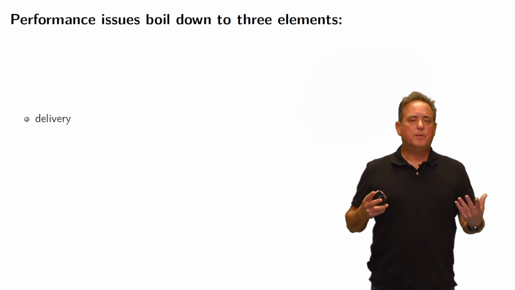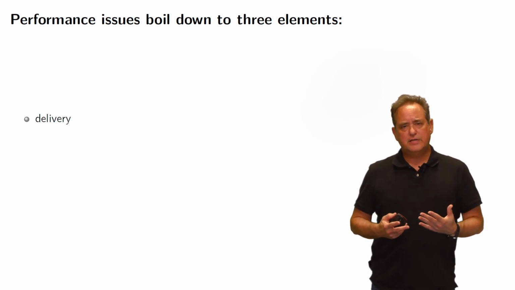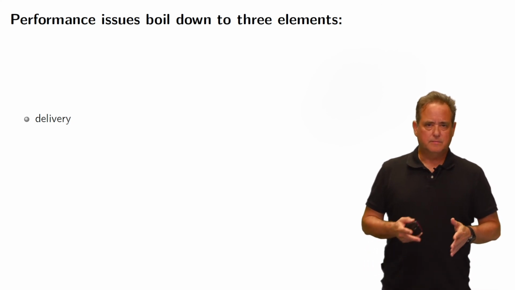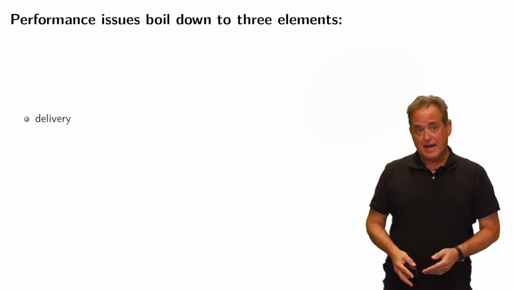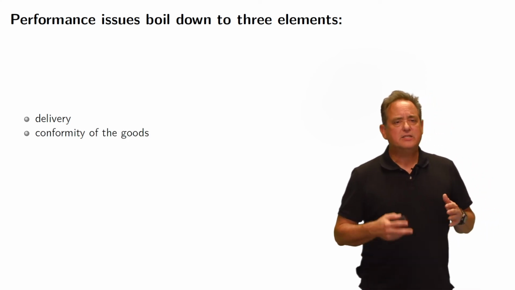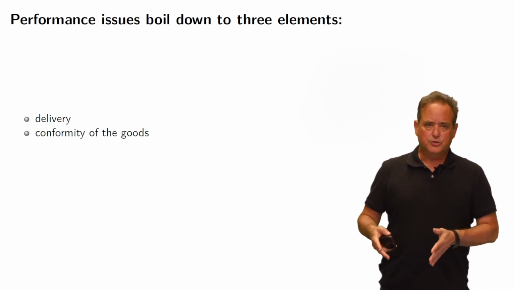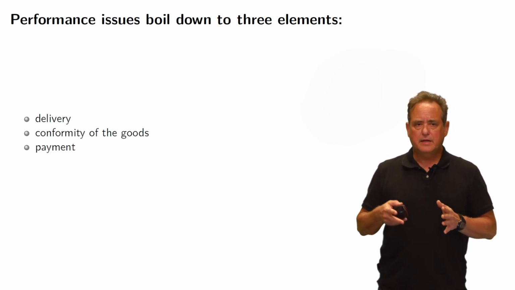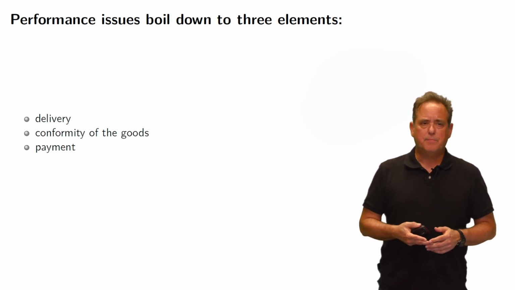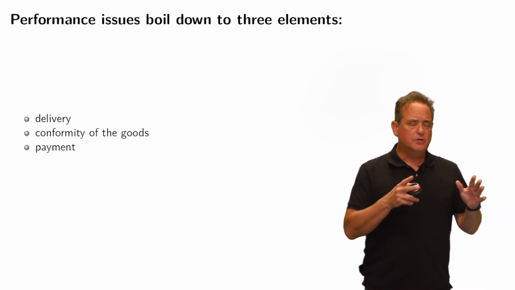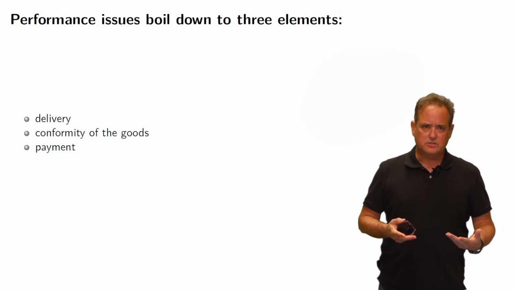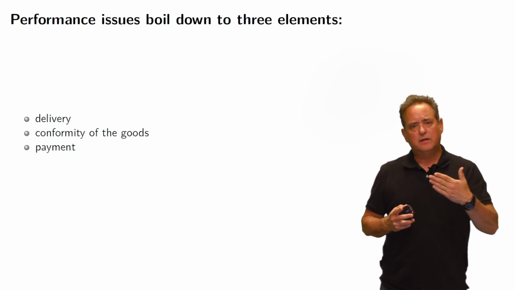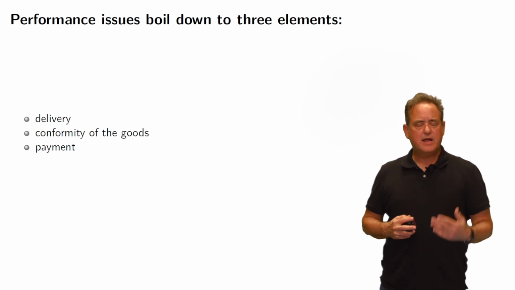Now, when we talk about performance, performance issues traditionally boil down to these three elements. First of all, delivery. Was delivery made or not? How was delivery to be made, and how did it actually occur? The second element is conformity. Did the goods conform to that which was set out in the contract? And finally, payment. Did the buyer pay for the goods? So when we look at those expectations and those obligations, essentially, when it comes to performance, we're going to look at these three elements: delivery, conformity, and payment. And so we'll take up each of those in more detail.